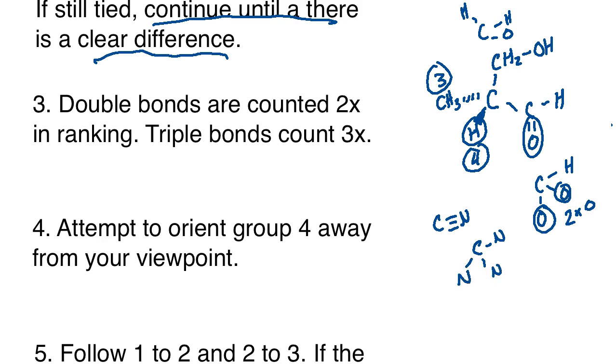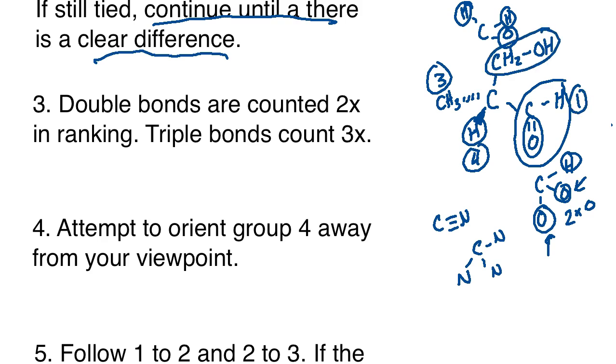And that's how we help with some of these tiebreakers. So in this case, I have a hydrogen and an oxygen, where in this case I have a hydrogen, an oxygen, and an oxygen. So that means that the aldehyde grouping is going to be rank 1, and the alcohol grouping is going to be rank 2 here when I'm looking at it. All right, so that is how we end up dealing with double and triple bonds.